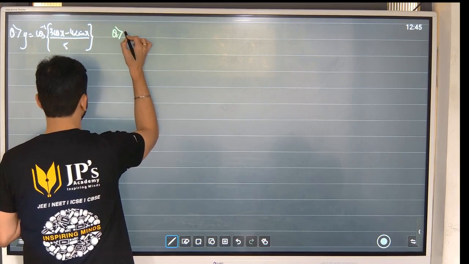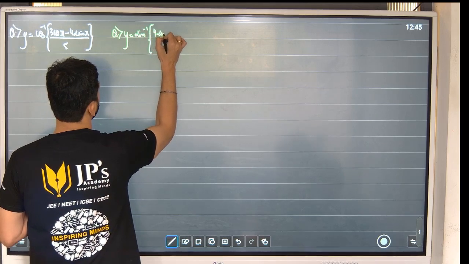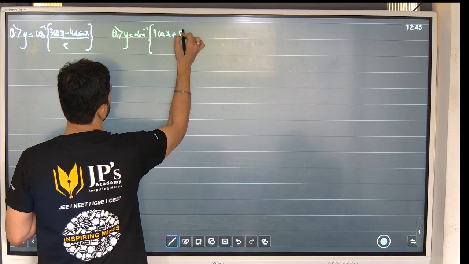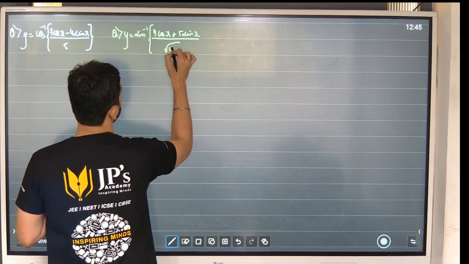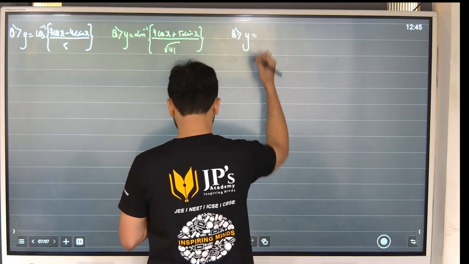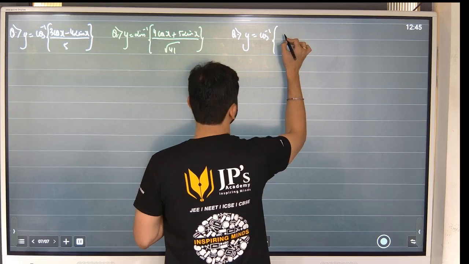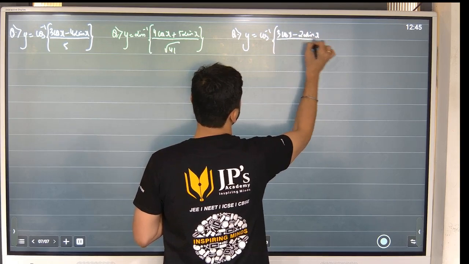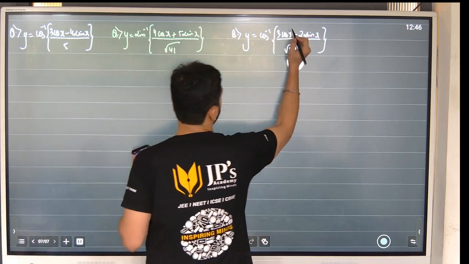Next question. y is equal to sin inverse of (4 sin x + 4 cos x... 4 cos x plus 5 sin x) upon root 41. And the next question is y is equal to cos inverse of (3 cos x minus 2 sin x) upon root 41. Sorry, upon root 13.